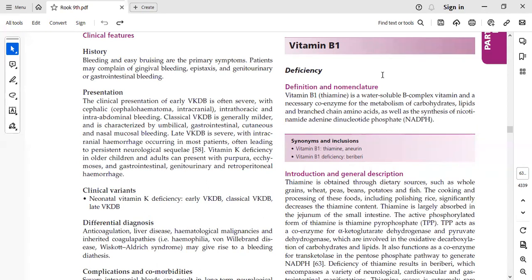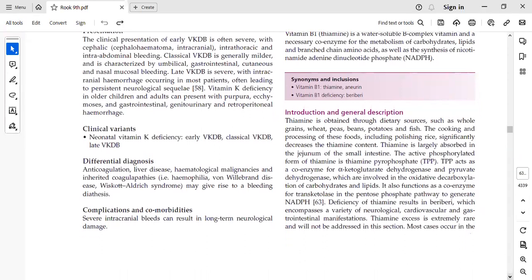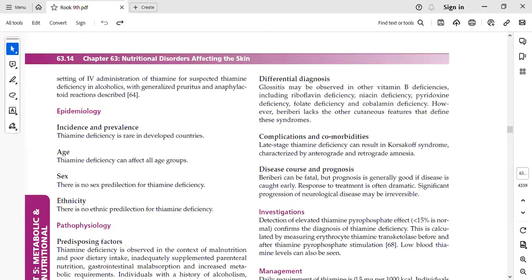The synonyms for vitamin B1 are thiamine and aneurine. The dietary sources of vitamin B1 include whole grain, wheat, peas, beans, potato, and fish. After obtaining thiamine in the diet, it enters the intestine. From there, it is absorbed by the enterocytes and is taken to the peripheral tissues, where it is used as thiamine pyrophosphate, which is the active form of thiamine. Move on to the next page, please.